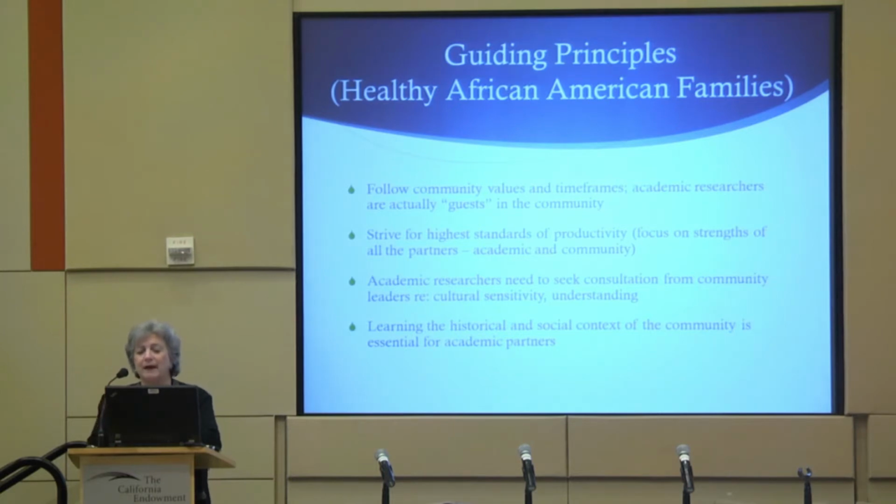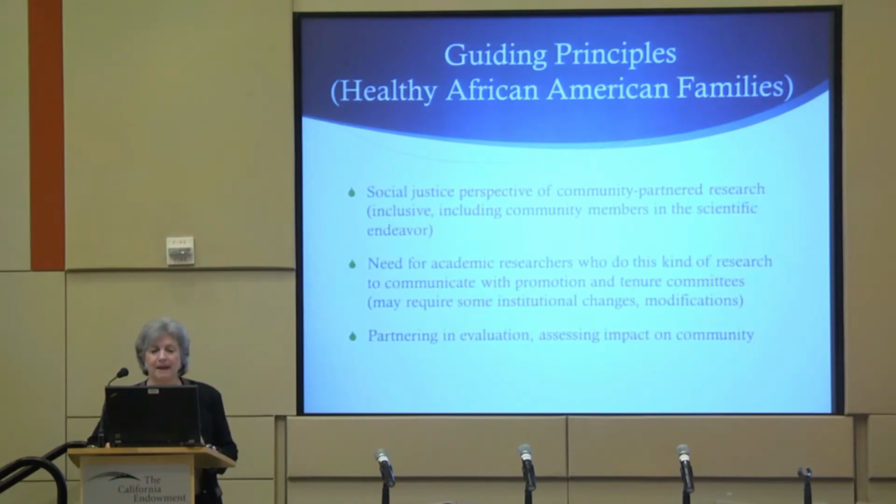So we want to strive for the highest standards of productivity, focusing on the strengths of all partners, academic and community, and again, cultural sensitivity or cultural humility is so important. Learning the historical and social context of the community is important for doing this work together. There is a social justice perspective of community-partnered research. So again, it's inclusive, including all members in all aspects of the scientific endeavor.